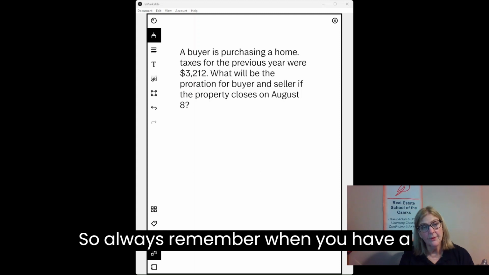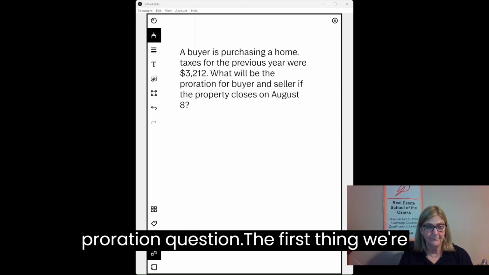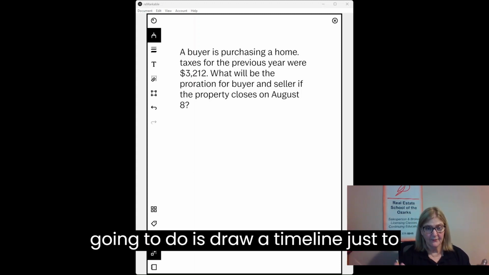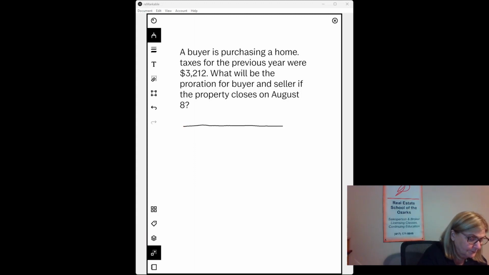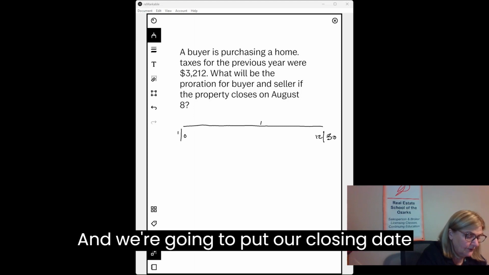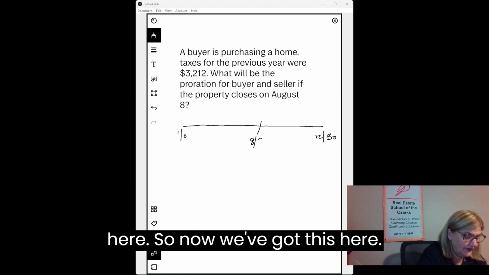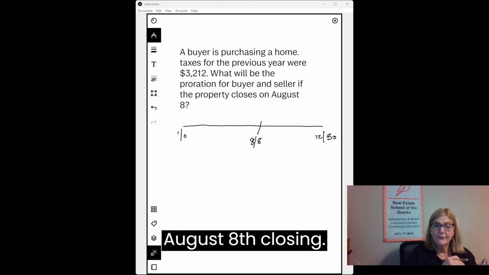So always remember when you have a proration question, the first thing we're going to do is draw a timeline just to get that out. So our timeline is going to be here. And we're going to put our closing date here. So now we've got this here. August 8th closing.